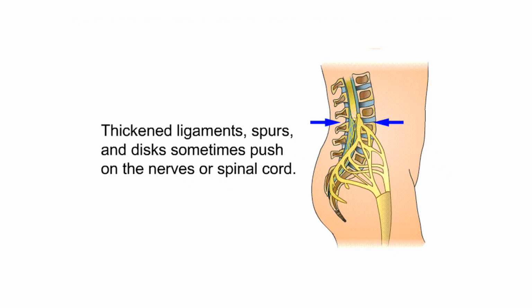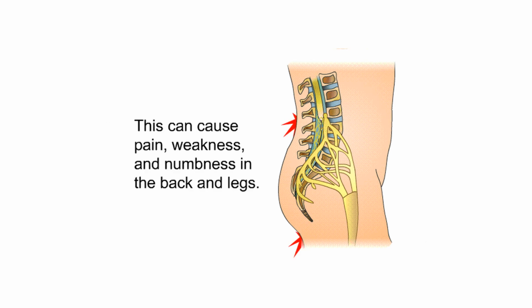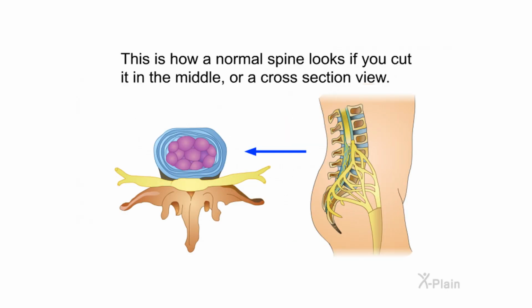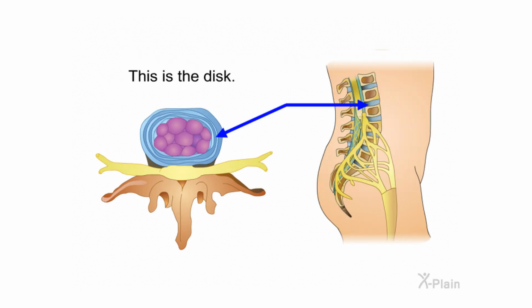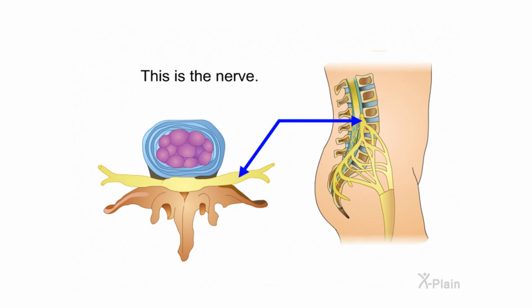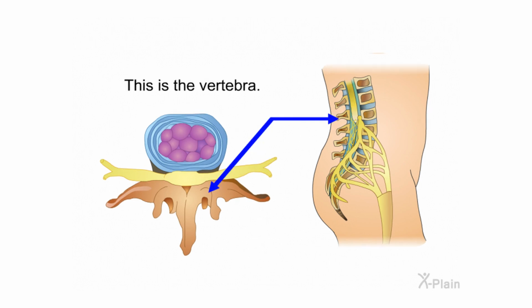Symptoms and their causes. Thickened ligaments, spurs, and discs sometimes push on the nerves or spinal cord. This can cause pain, weakness, and numbness in the back and legs. This is how a normal spine looks if you cut it in the middle, or a cross-section view. This is the disc. This is the nerve. This is the vertebra.